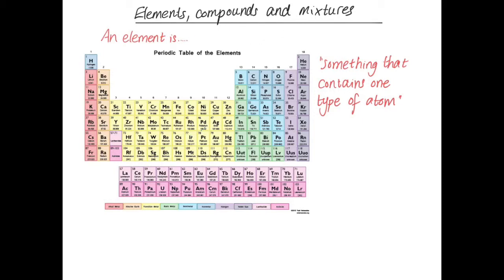Elements, compounds and mixtures. So an element is something that contains one type of atom. All elements are found on the periodic table of elements, and if it's not on the periodic table of elements, it's not an element. What this means is if you've got a lump of carbon, carbon would only contain atoms of carbon. If you've got some nitrogen, nitrogen only contains nitrogen atoms. Oxygen only contains oxygen atoms.